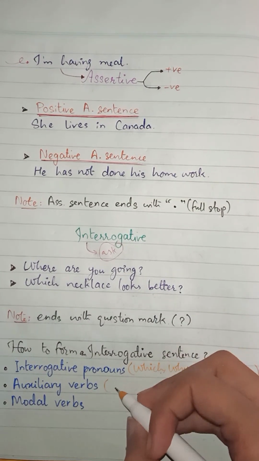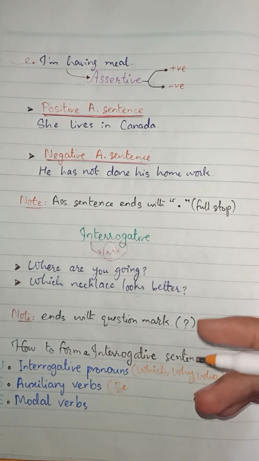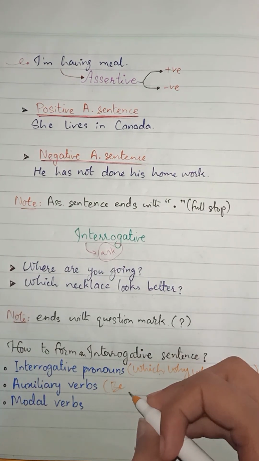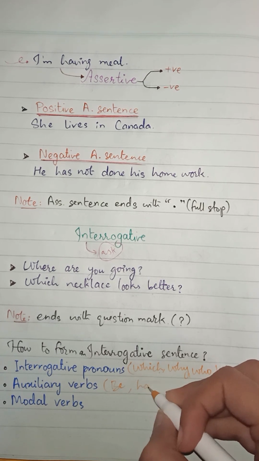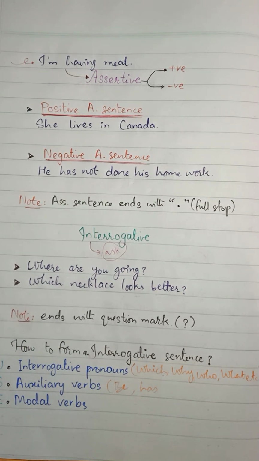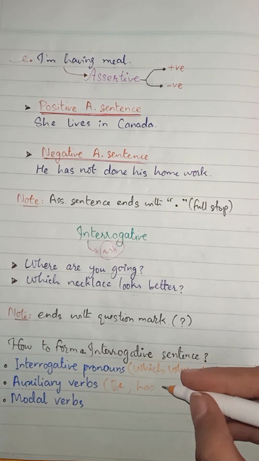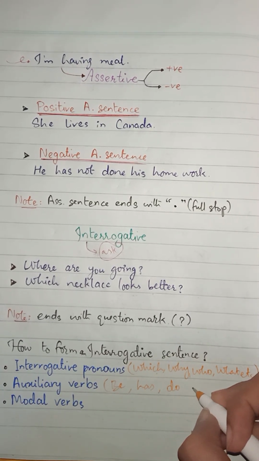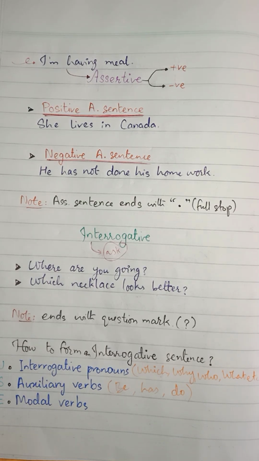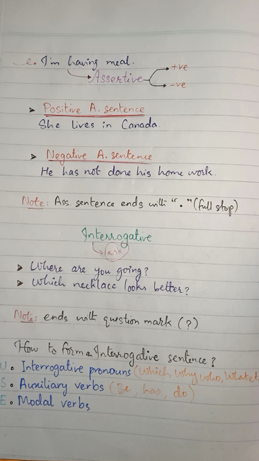Such as be verbs: am, are, was, were, etc. And the be verbs, and there is has, and its different forms used in different tenses. For example, had been, or has been, etc. And there is something do, and its various forms: did, does, do. That's all about the auxiliary verbs.